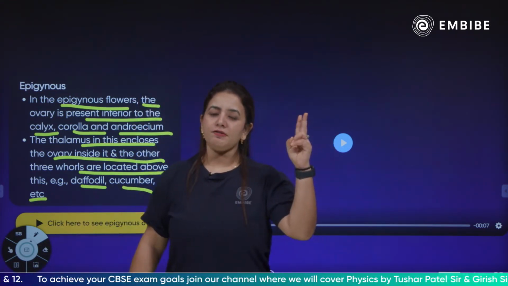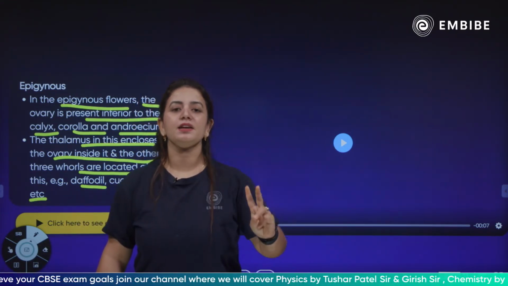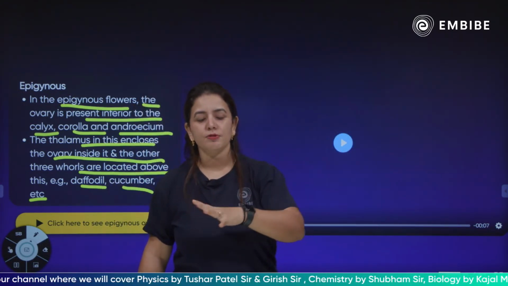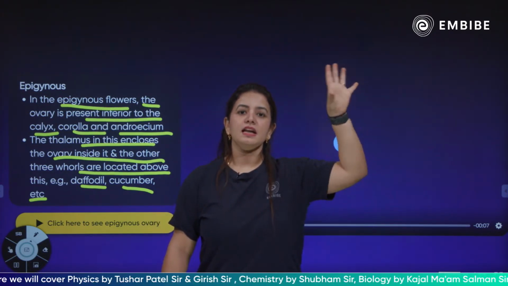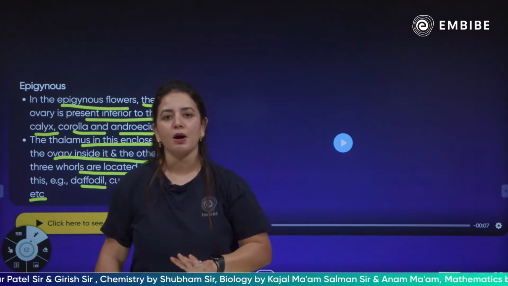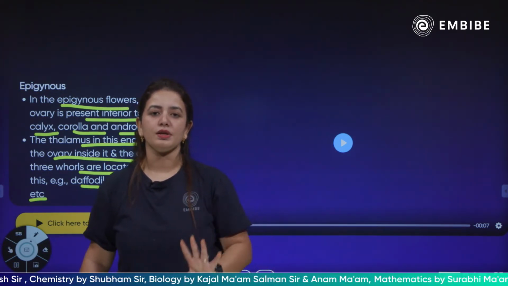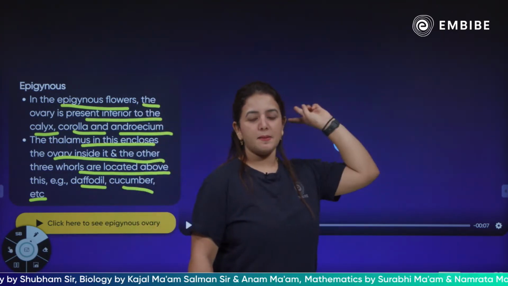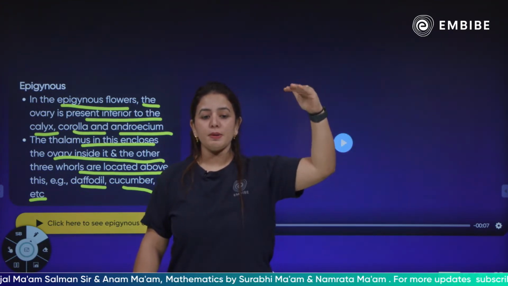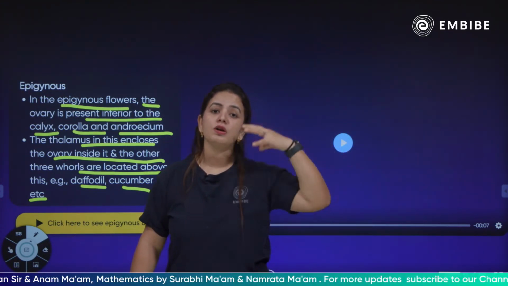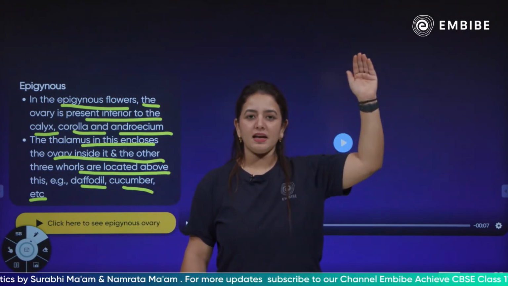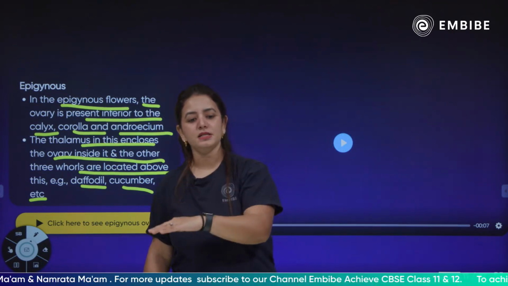Superior, half inferior, half superior and completely inferior. Can you see that we are basically lowering the level of the ovary? First we studied the superior ovary, next the half inferior and half superior ovary, and last the completely inferior ovary. So, hypogynous, perigynous, epigynous. Hypo, peri, epi. You need to remember it like that. It will be easy to remember: hypo means higher, peri means same level, epi means lower level.